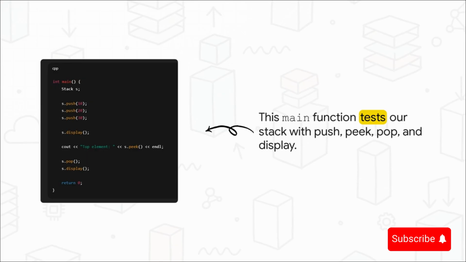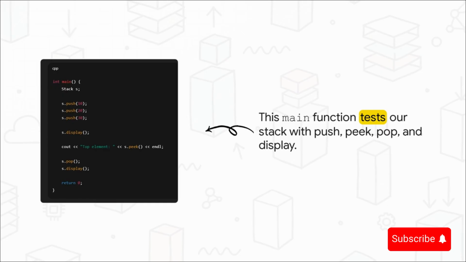So what's at the top right now? The last one in, which is 30. Our peek function would tell us exactly that. Now, what happens when we pop? That 30 gets removed. And if we check again, the new top is 20. See? It just works every single time.